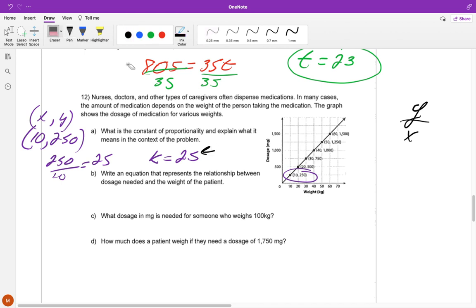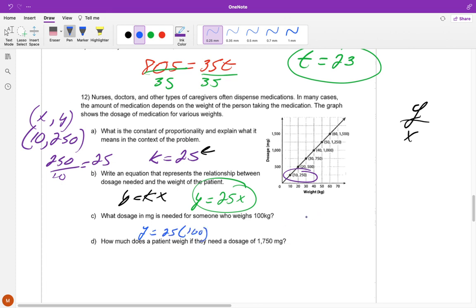All right? Write an equation. Well, we know it's y is equal to kx. We just said k is 25, so y is equal to 25x. What dosage is needed for someone who weighs 100 kilograms? Well, in this case, y is equal to 25 times 100. We multiply that, and that means that we would need 2,500 milligrams of the medicine.